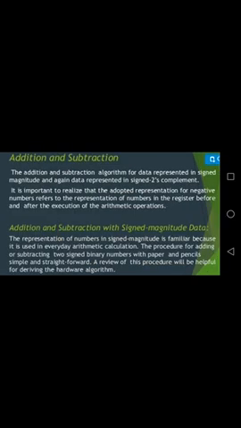First, we discuss implementing addition and subtraction for a fixed point representation. The addition and subtraction algorithm for data represented in signed magnitude, and again data represented in signed two's complement. See, when I say the data can be represented in signed two's complement, remember it should be a negative number. So in general, a negative number is represented in signed two's complement form in computers, and the positive number can be represented in signed magnitude or signed two's complement.